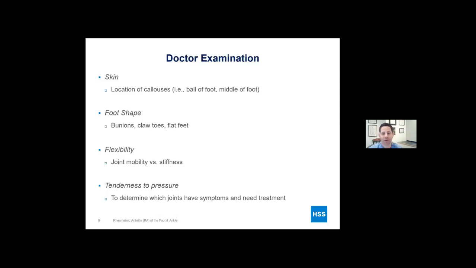If the middle of the foot is involved, there may be a large prominence on the inside and bottom of the foot. This can cause calluses. Foot shape. Your doctor will look for specific deformities such as bunions, claw toes, and flat feet. Flexibility. In the early stages of RA, the joints will typically still have movement. As arthritis progresses and there's a total loss of cartilage, the joints become very stiff. Whether there is motion within the joints will influence the treatment options that we have.